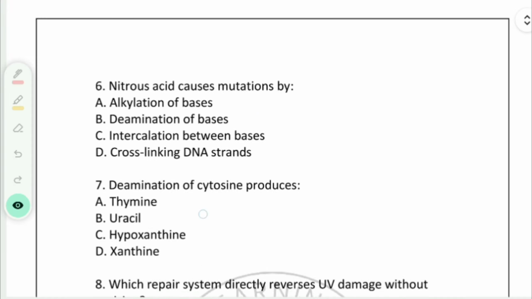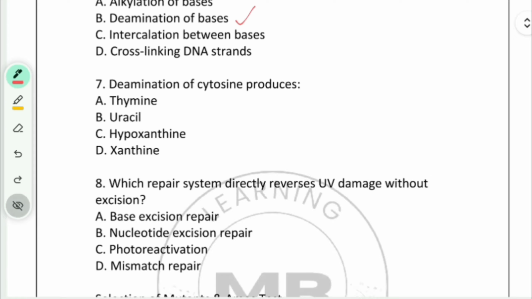Question number 7. Deamination of cytosine produces, options are A, thymine, B, uracil, C, hypoxanthine, D, xanthine. Correct answer for this question is option B, uracil.